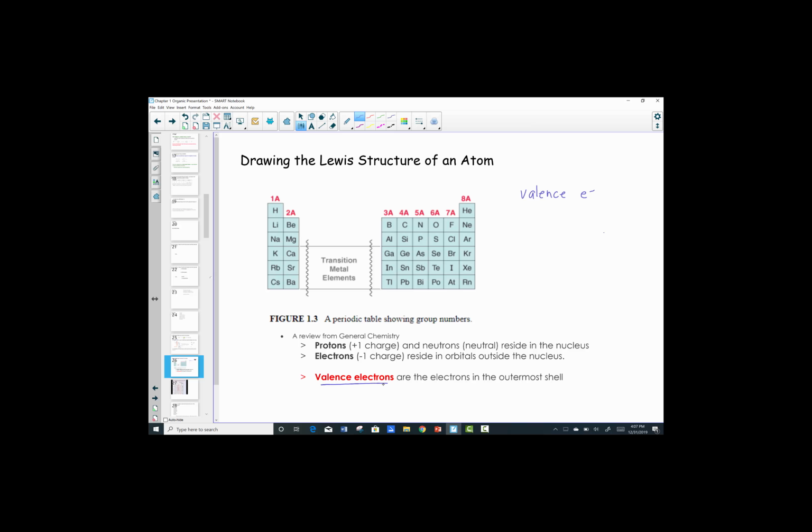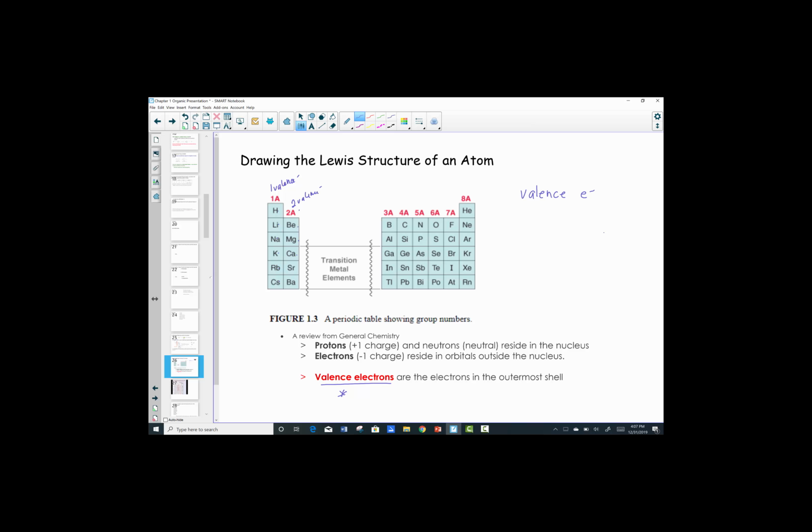So the valence electrons, remember, they're the ones that are most interesting to a chemist. They're the ones that are available for bonding in the outermost shell. Protons, we know, are positively charged. Electrons are negatively charged. And neutral atoms have the same number of protons as electrons. And so group 1A, the hydrogen, lithium, sodium, potassium, rubidium, cesium, all of these have one valence electron. Group 2A, such as beryllium, magnesium, calcium, strontium, all of these have two valence electrons.